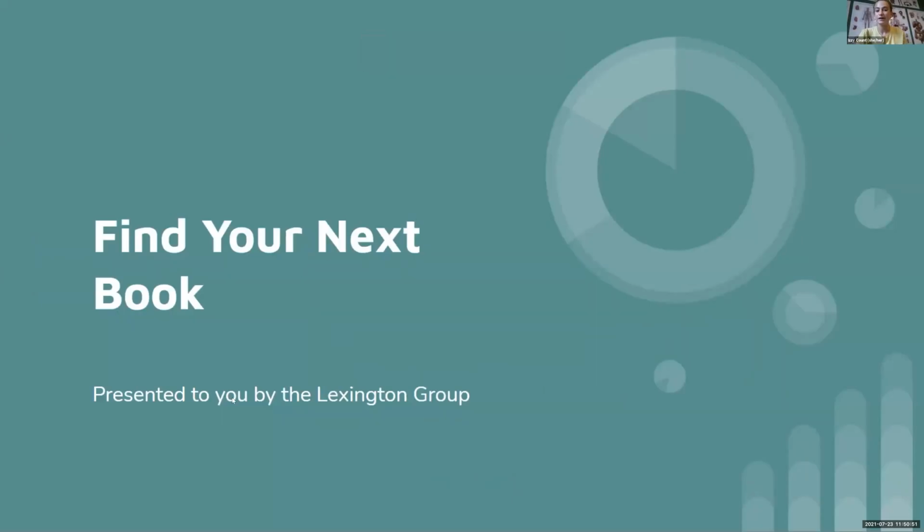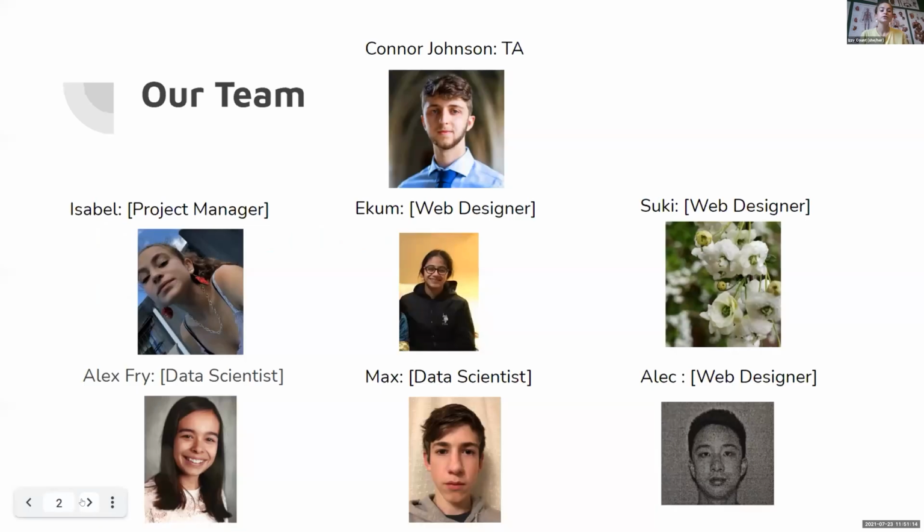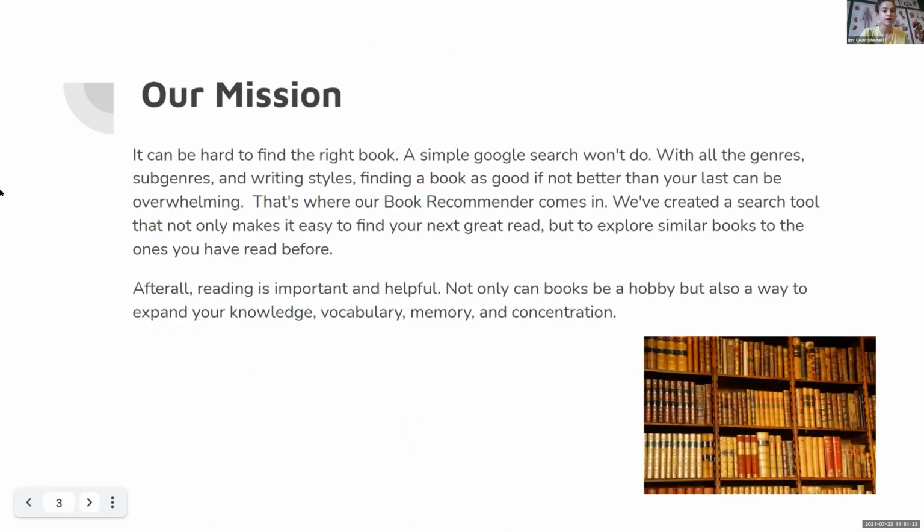My name's Isabel, and for our project, the Lexington group created a book recommendation system. You input a book that you've read, and the website will give you a list of recommendations based off of that book and a similarity score. On the front end of the programming, we had Suki and Alec, and on the data side, we had Alex and Max.